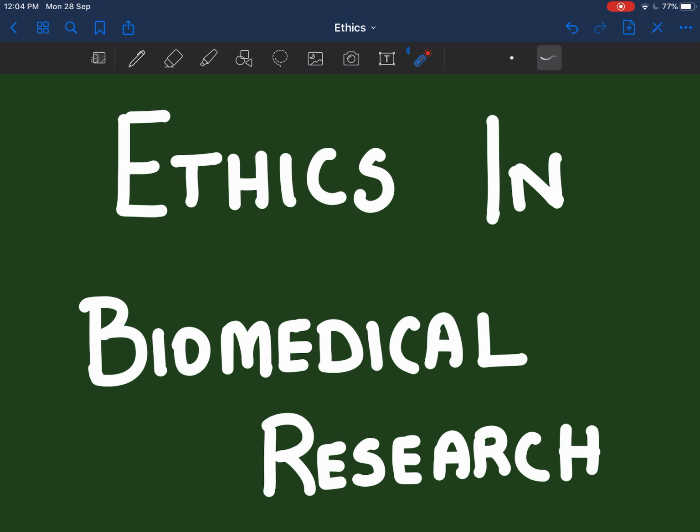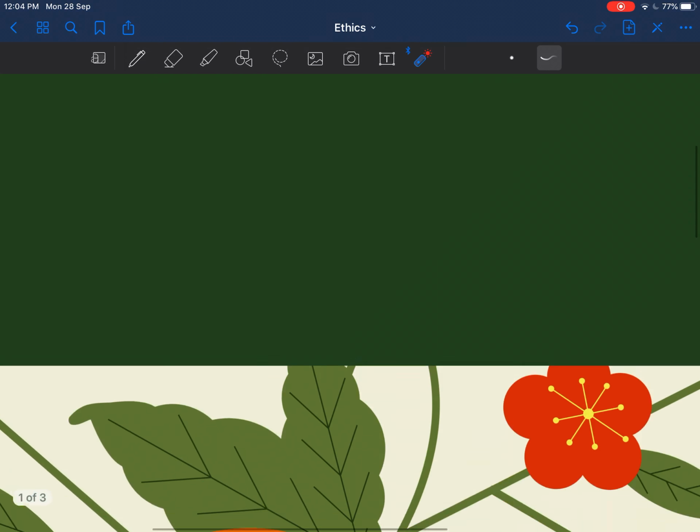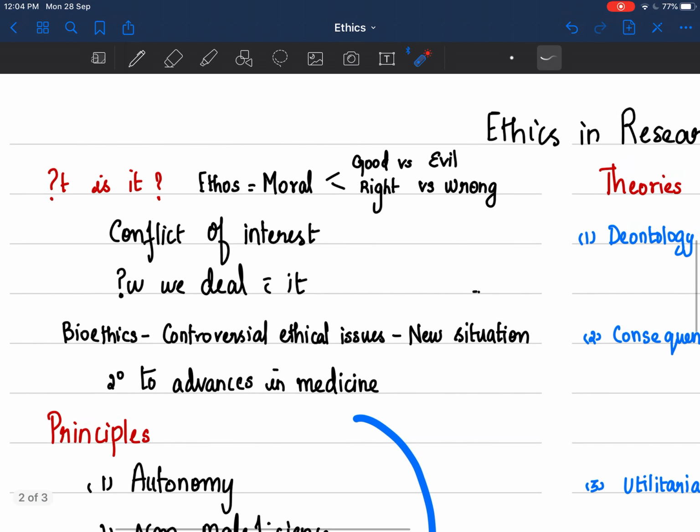So today's topic of discussion is going to be ethics in biomedical research. This was asked in the recent DNB June 2020, which was conducted in September. So let's get into this topic. This is sort of a dry question, if you want to put it at that. What is it actually about?